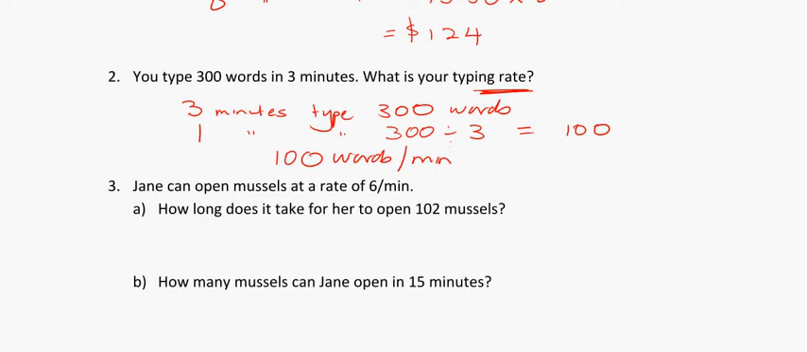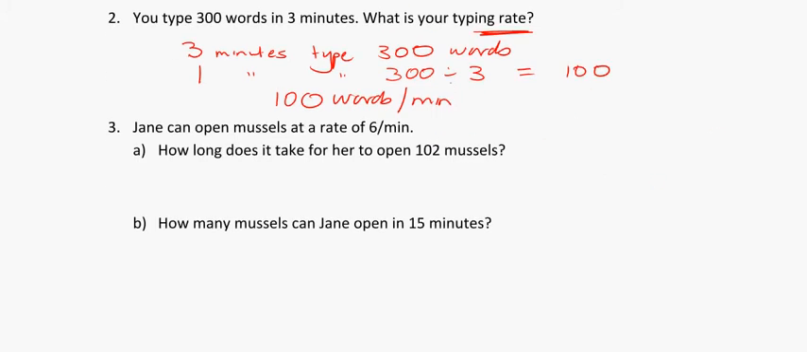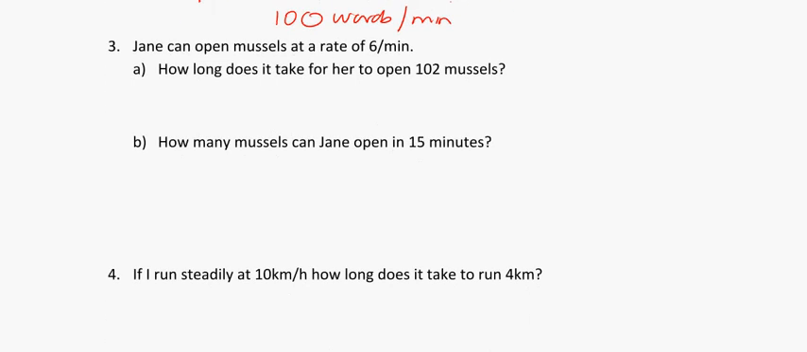Okay. Jane can open mussels at a rate of 6 per minute. How long does it take to open 102 mussels? How long? So that's going to go on the right hand side. So I know that I can open 6 mussels in 1 minute. I've been given that information from the rate here. So I need to find out 102 mussels, how many minutes.